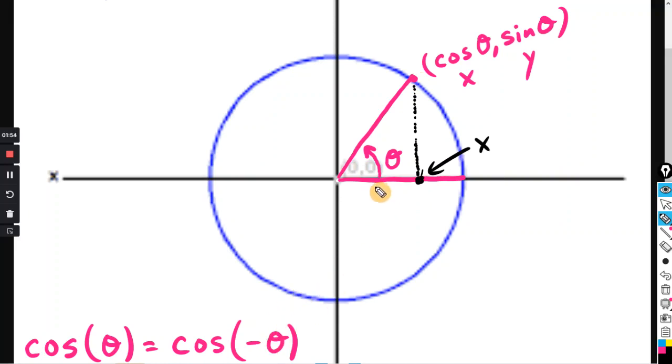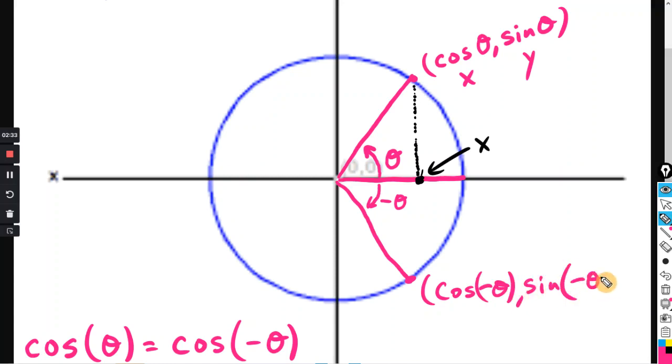Negative theta means you are traveling in the opposite direction, the clockwise direction. So if we went the same angle in the opposite direction, all right, we went the same amount in the opposite direction and drew in another radius. All right, and we can call this one negative theta. The coordinates for this point would be cosine of negative theta, comma, sine of negative theta.